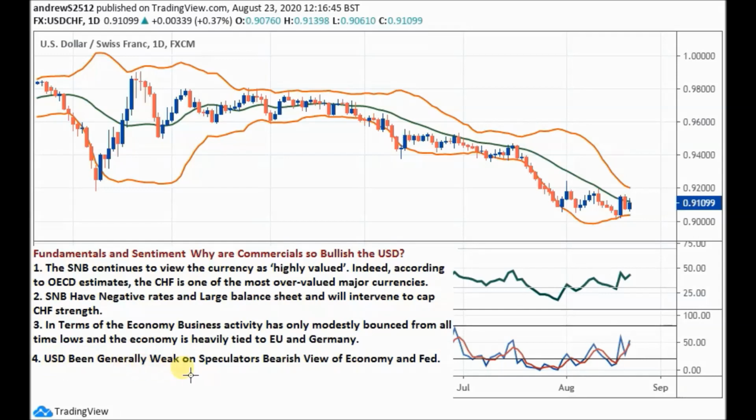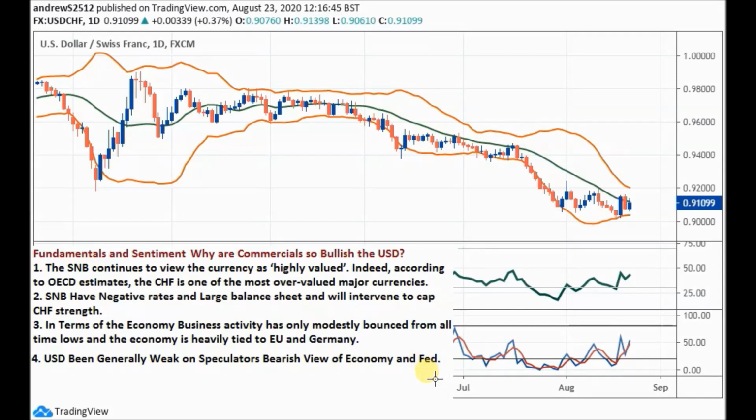USD has been generally weak. July, worst month in 10 years, on the speculators' bearish view of the economy, thinking the economy in America is going to do worse than other major economies. In the Euro video yesterday, I pointed out how I do not think that's true, and also the data does support the view that it will do well going forward.